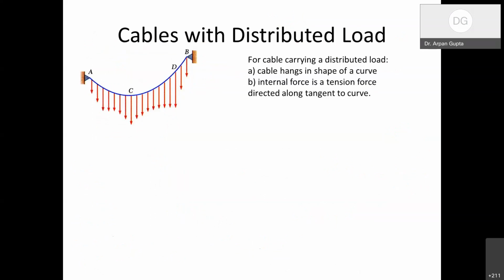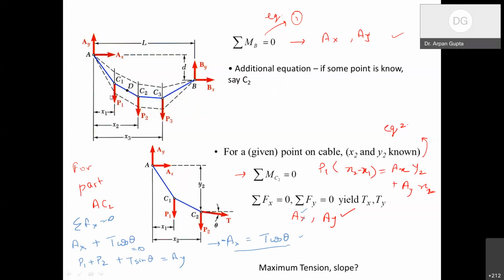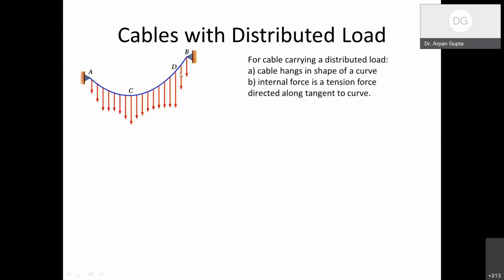The next part is cables with distributed load. So now suppose I have a cable where instead of having point loads, we have a distributed load, as you can see here in this picture. For such cases, the shape of the cable will have a very nice smooth curve. In the previous case, it was a continuous function, but its derivative was discontinuous. But in this case, we are going to have a very nice curve for a distributed load.